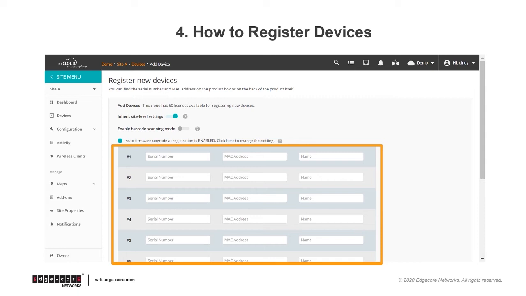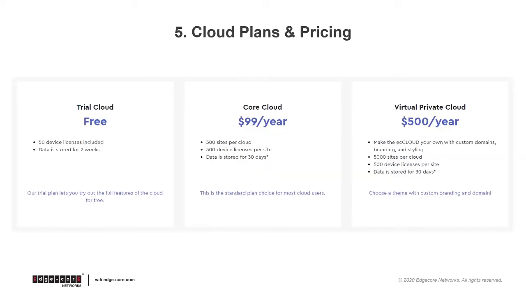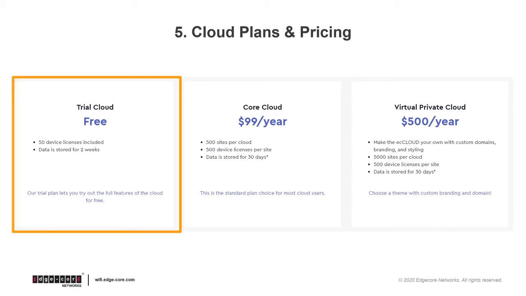At this point, you may be wondering about the plans and the fees associated with using ecCLOUD. So this will be the fifth thing we will talk about, which is cloud plans and pricing. A cloud by default is a trial cloud that you can use for free. This includes 50 device licenses and data storage for 2 weeks. So you can test out the cloud and explore the features for free. This is great if you're doing evaluation or testing.